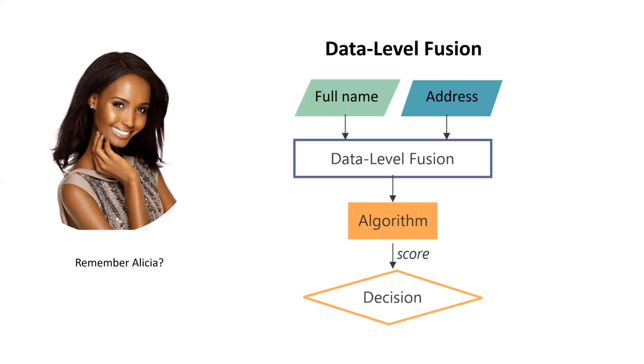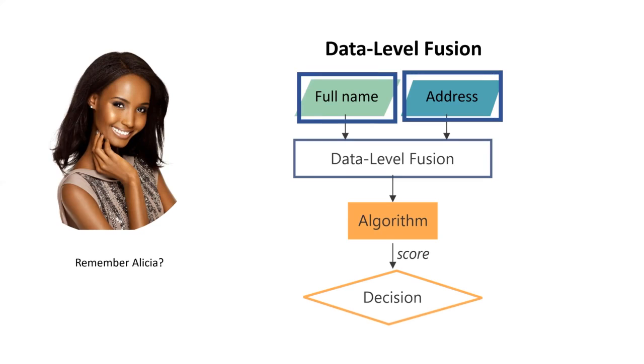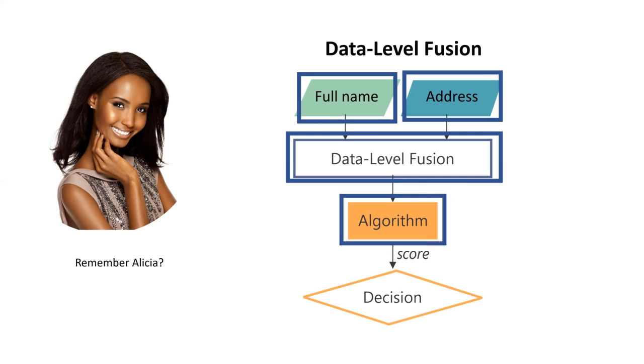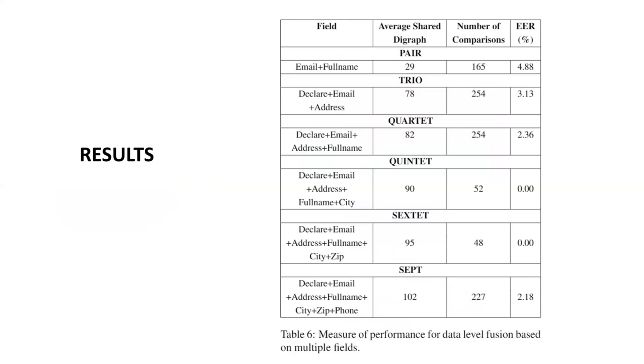Now to data level fusion. Remember Alicia. Now we collect Alicia's full name and Alicia's address. We lump this information together and pass it into an algorithm, and we generate a score. Then we make a decision based on the score. From the data level fusion, we achieve 0% equal error rate at this number of comparisons. The number of comparisons is the number of times our algorithm is triggered.